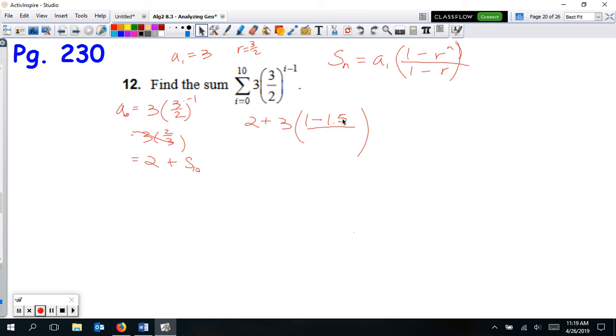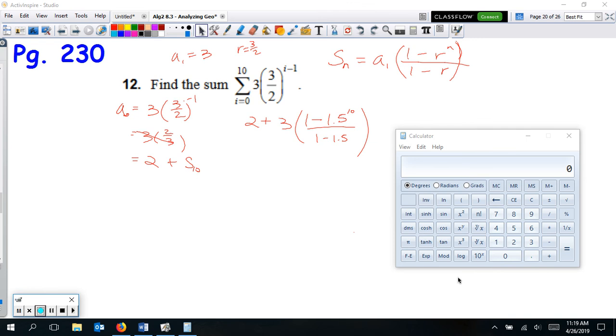And it's going to be, 10 is my n here, so it's going to be to the 10th power. And then at the bottom, it's going to be a 1 minus 1.5 again. That's the r again. So now I need to figure out, okay, what is 1.5 to the 10th power?